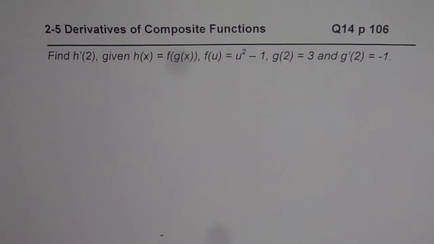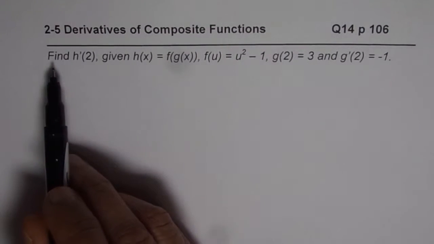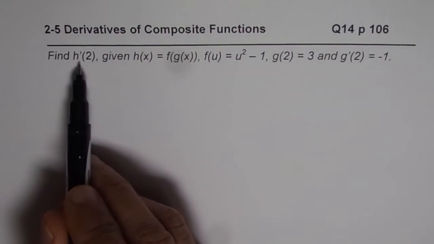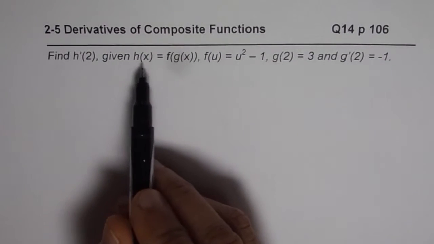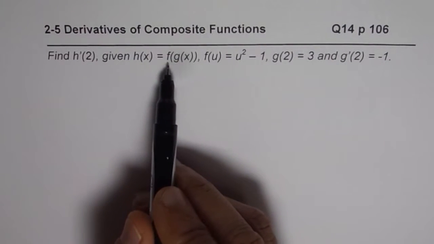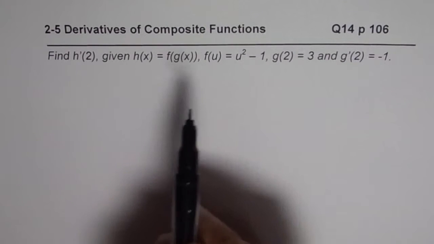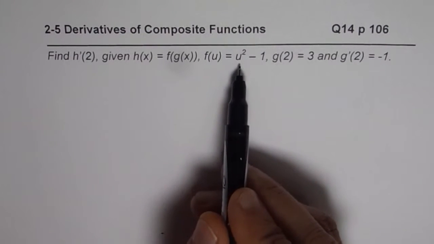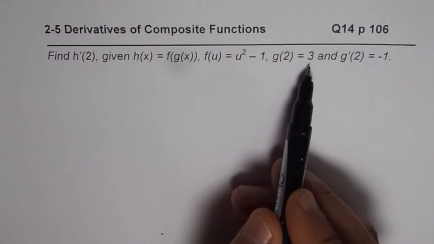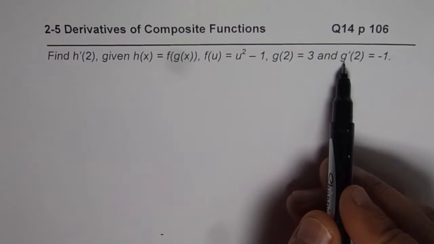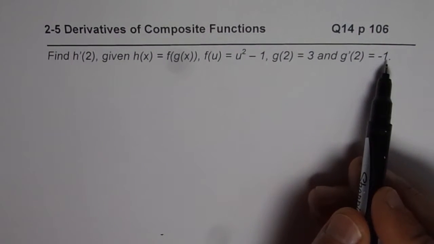The question is, find the derivative of h at 2 when h of x is the composition of f and g of x. f of u is given to you as u squared minus 1, g of 2 is 3, and the derivative of g at 2 is minus 1.